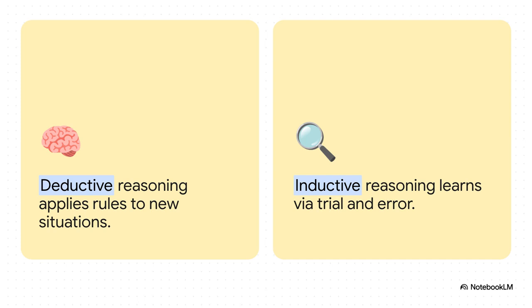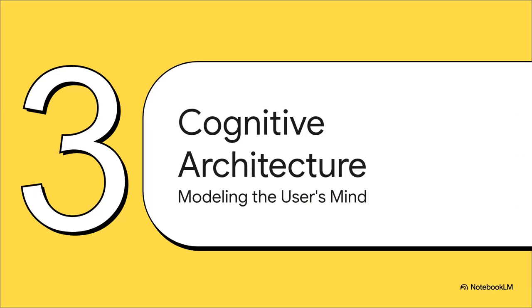Think about it. If a developer makes a trash can icon copy a file instead of deleting it, they just shattered the user's deductive rules and completely ruined their inductive trust. Not good. Next up is Section 3, Cognitive Architecture, Modeling the User's Mind.